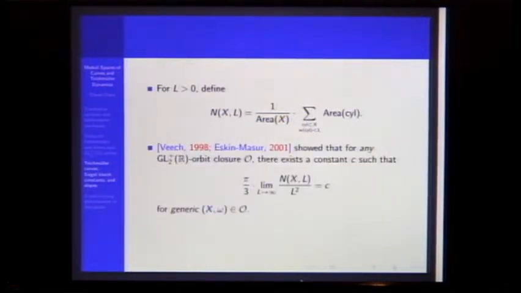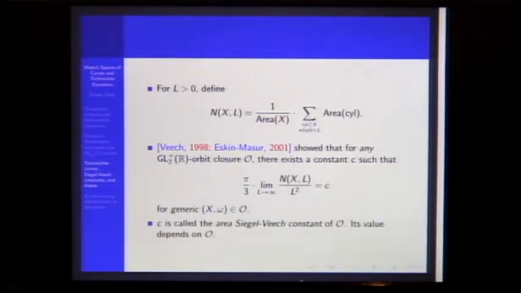Veech first proved it, and Eskin and Masur elaborated on it. They show that for any such GL2R orbit closure O, there always exists a constant, denoted by this little c, satisfying the following asymptotic behavior. You take this number depending on L, and it actually has quadratic growth. So if you divide by L squared and let L go to infinity, and you normalize by pi over 3 for some nonessential factors, the limit converges to some number c, and this is a generic behavior. Sorry, not for every flat surface, but for a generic flat surface contained in this orbit closure. If you take a generic one and you do this, you get the same constant.